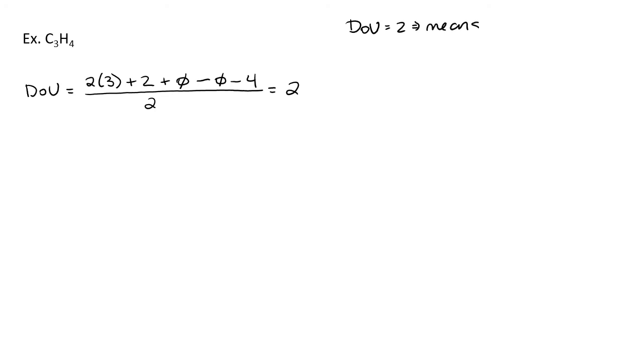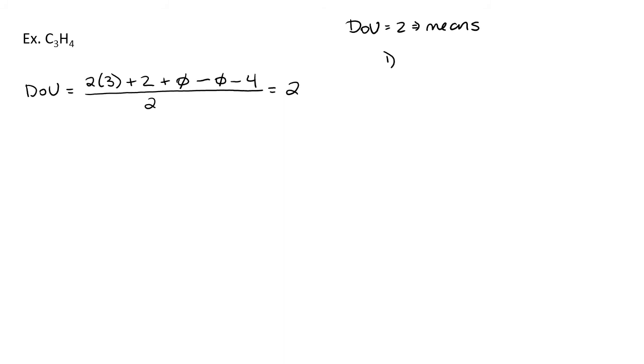Now, a degree of unsaturation of 2 means a few different things. It means that we can have 2 pi bonds, or we can have 2 rings, or we can have a pi bond and a ring. Now, with only 3 carbons, it's unlikely that we're going to have 2 rings because it's not possible to make 2 rings out of 3 carbons. But let's go ahead and think about what it means to have 2 pi bonds.